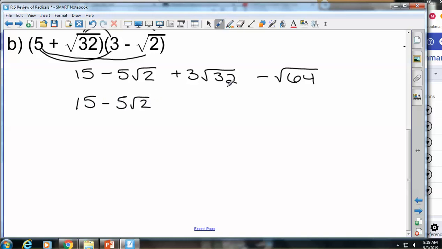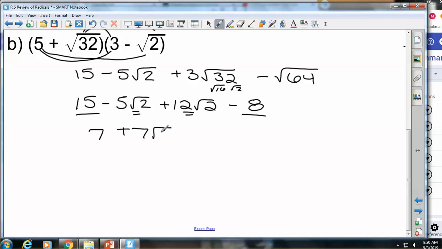Okay, think back to last week. What do you know about the radical 32? Break it down into what? Square root of 16 is 4 times 3. And what is the square root of 64? So now 15 and negative 8 would give me a 7. Negative 5 radical 2 plus 12 radical 2 would be 7 radical 2. So we get 7 plus 7 radical 2. So you always need to break down any radicals that reduce.